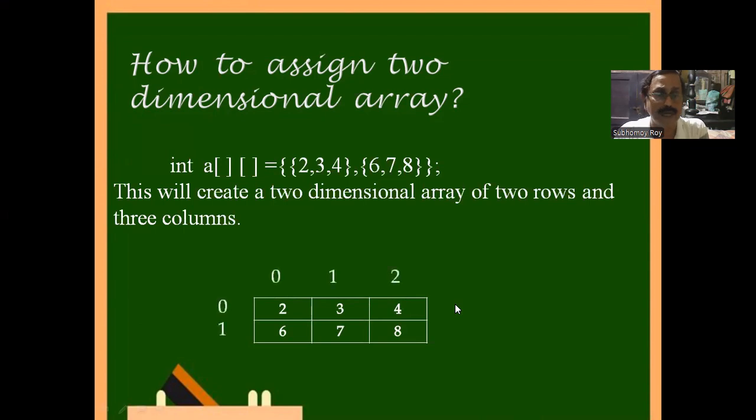Now the indexes are like this: 0, 1 for the rows and 0, 1, 2 for the columns. The cell address is exactly the same as previously, the intersection of row and column. So this number 2 is stored in the 0, 0 location. Number 3 is stored in the 0, 1 location, and number 4 is stored in the 0, 2 location. As usual, in the second row, 6 is stored in the 1, 0 location, 7 is stored in the 1, 1 location, and 8 is stored in the 1, 2 location.